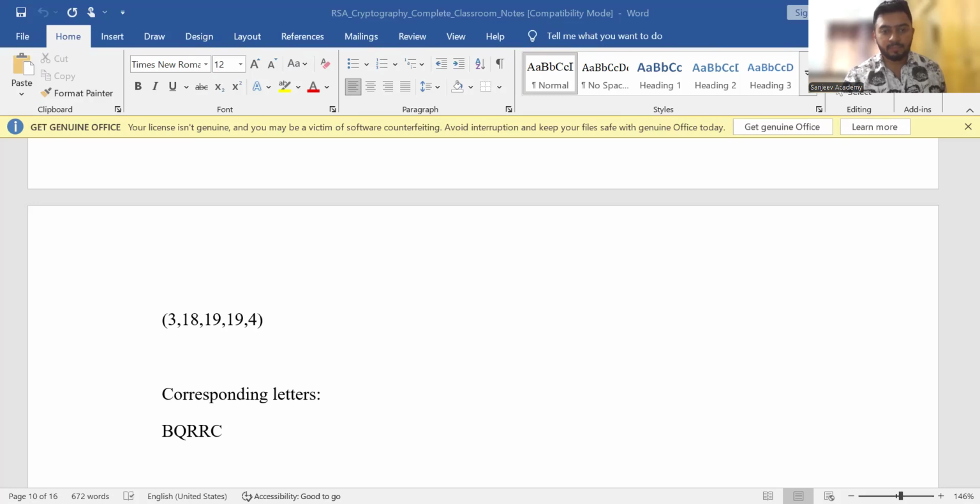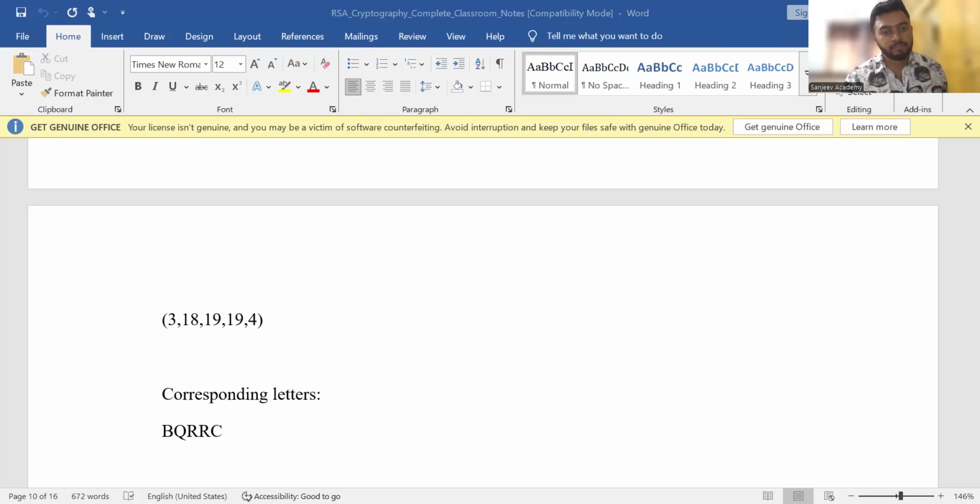Step 1, encrypt H. H is 9. So 9 power what? E. 9 power 3 mod N, so mod 33. Correct. 9 power 3 is 729. 729 by 33, you will get the remainder. Okay, 726. So obviously you can use a calculator or do the normal division. You get the remainder 3. That's all. So H value is what? 3 I got. That's it. Hello. 3 means what? A value is 2. B value is 3. That's all.